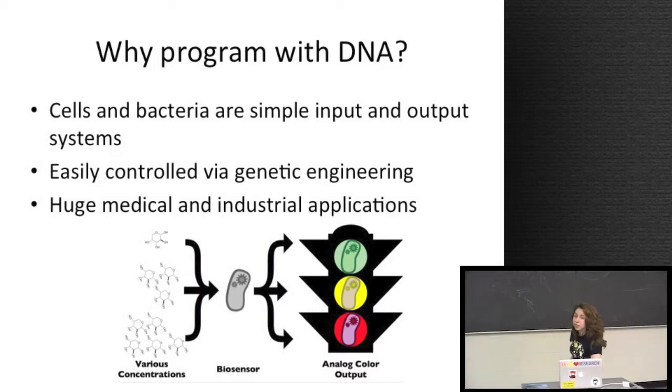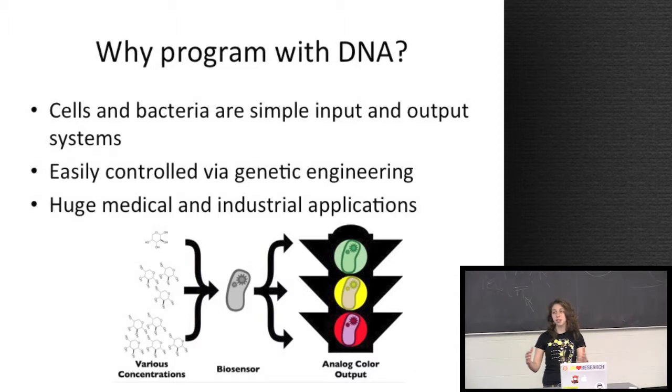So cells and bacteria are really simple input and output systems. They're constantly sensing the environment, deciding if they need more nutrients or if they need to move or whatever, and then producing some sort of output. Bacteria are really easily controlled via genetic engineering, and again, there's a huge range of industrial and medical applications.